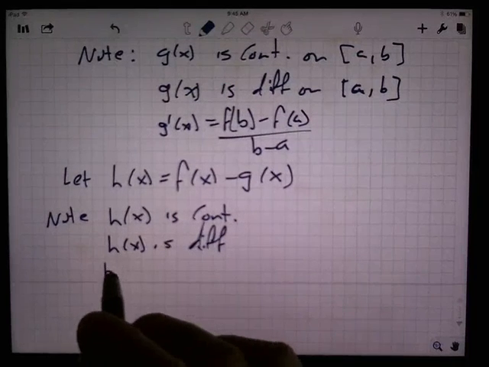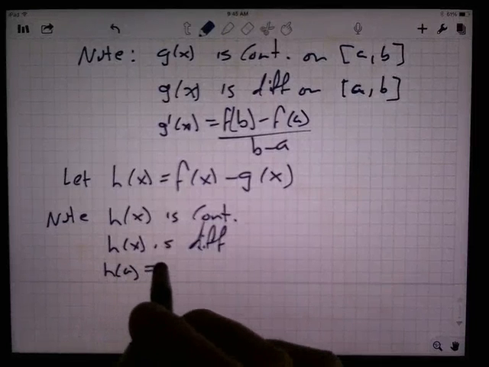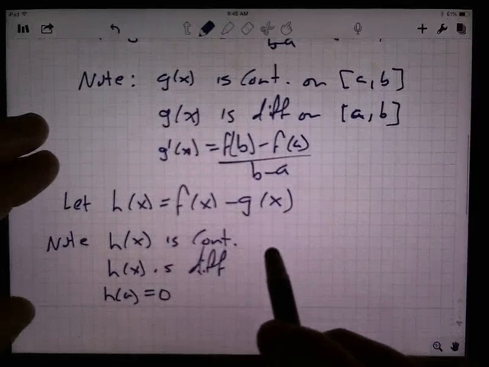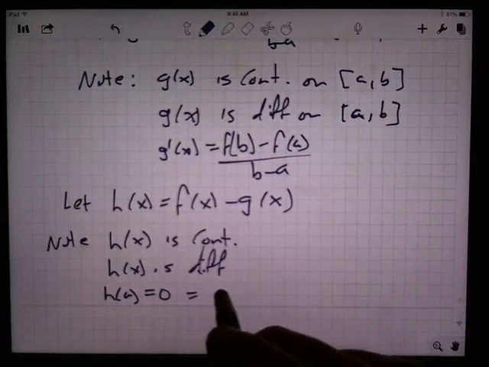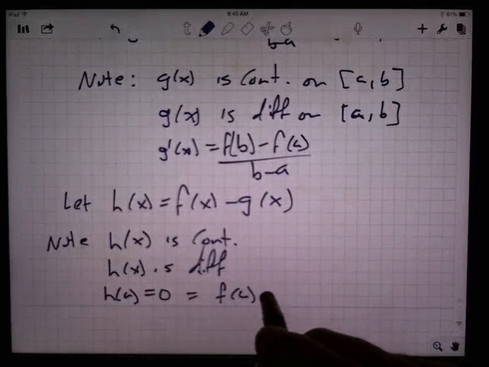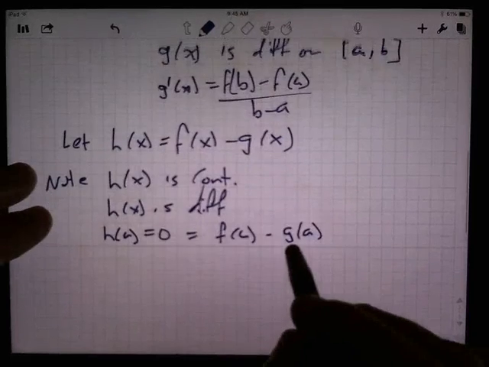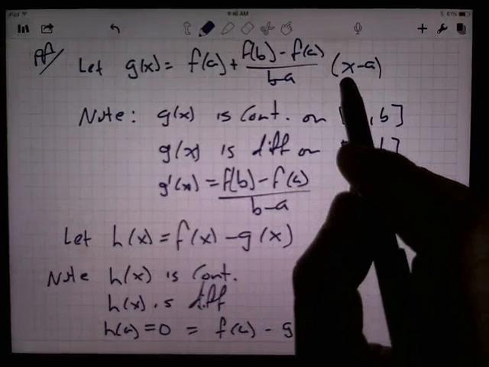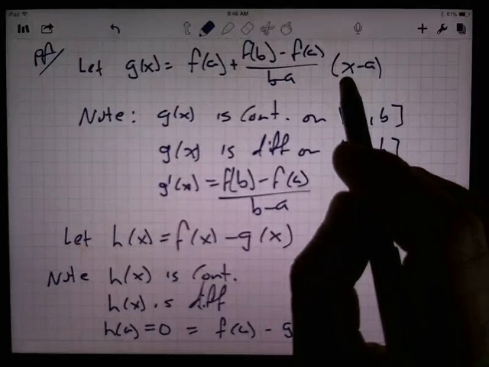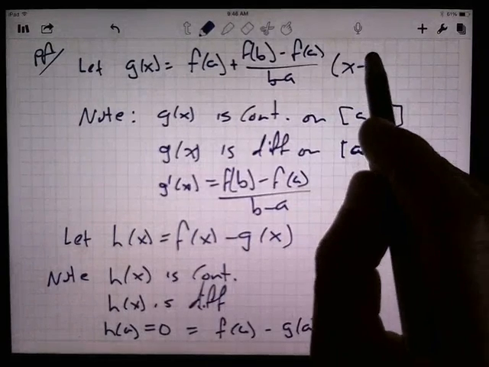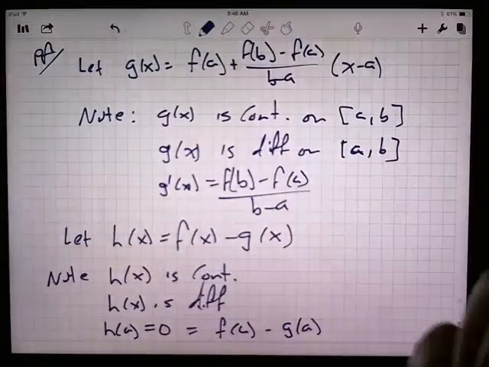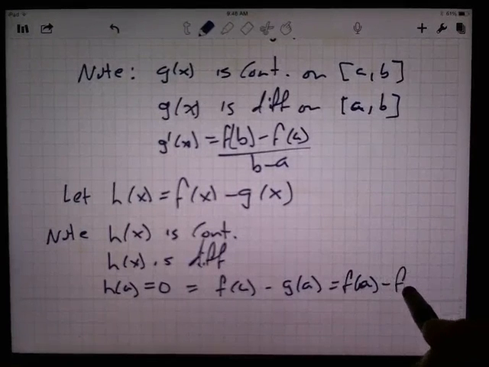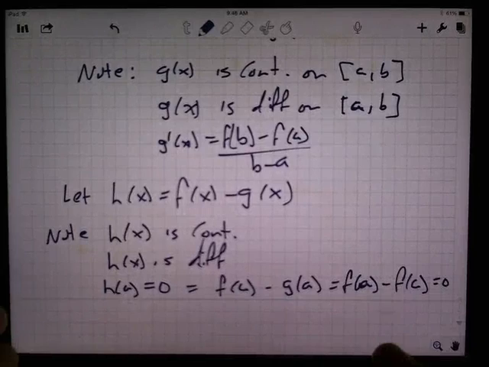Also, I want to point out that h of a equals 0. Let's double check this here, because this would be f of a minus g of a. Where's g defined? G is defined right here. When I plug an a in for x, this is the only place the x appears, so that becomes a 0, times that is 0, plus f of a. That's just equal to f of a. So this is f of a minus f of a, which is of course 0. So h of a is equal to 0.